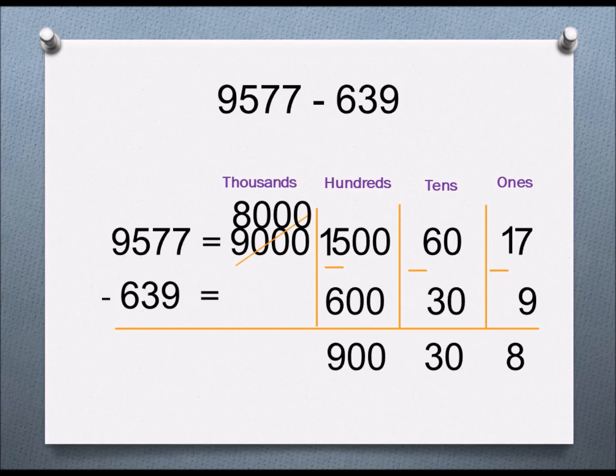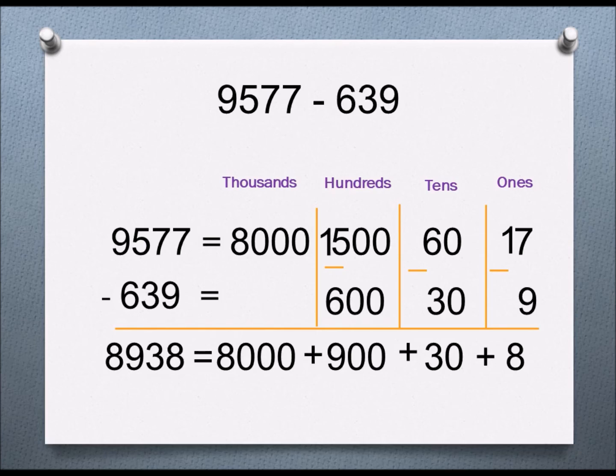So now we'll go to the thousands. Let's clean that up right there. You get 8,000. So it's not subtracting by anything else. So you get 8,000 as a final number right there. So together, the number becomes 8,938.